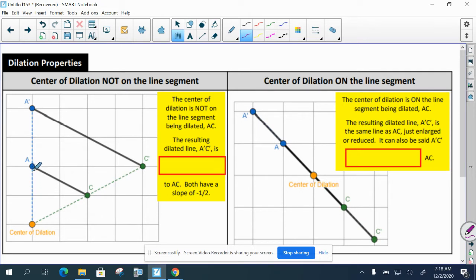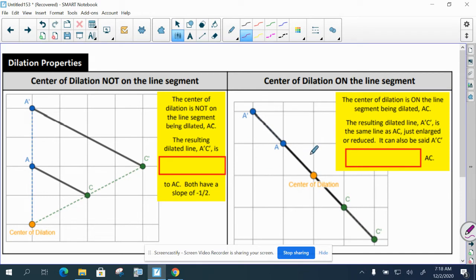Okay, so over here, you could draw a line through the center of dilation, your point, and the image point, and the pre-image point. So you should be able to draw a line through all of those. Okay, so that's one way you can figure out where it would be if the center of dilation is not the origin and not on the line segment.